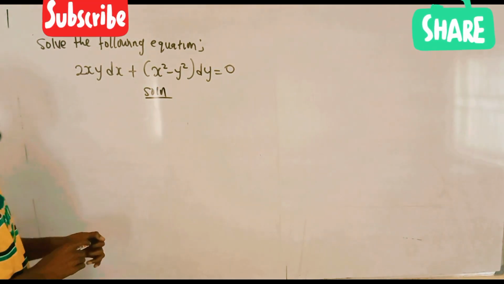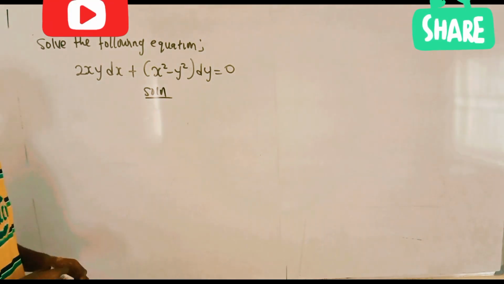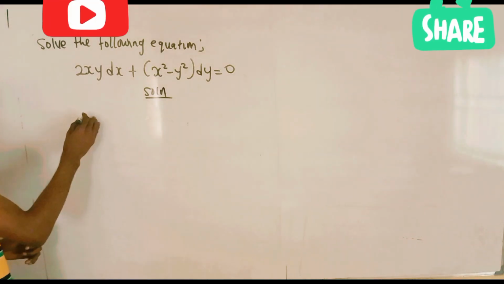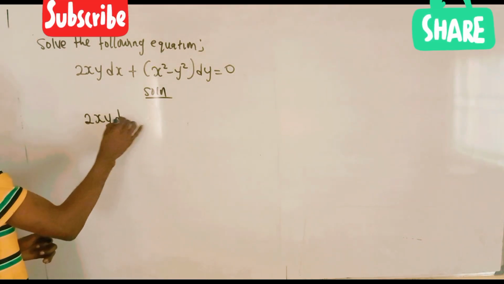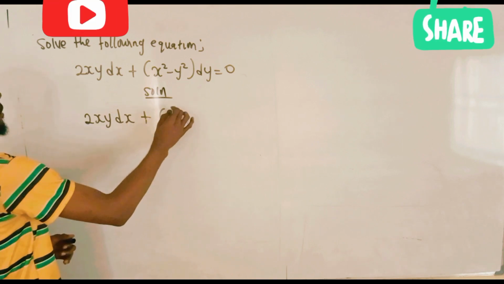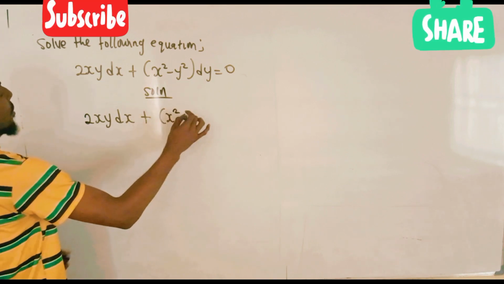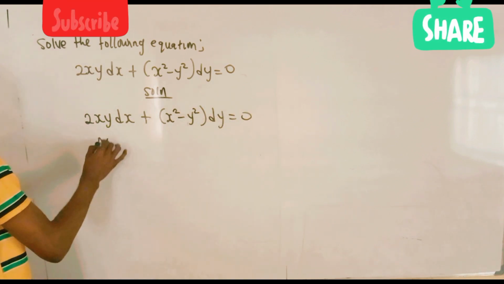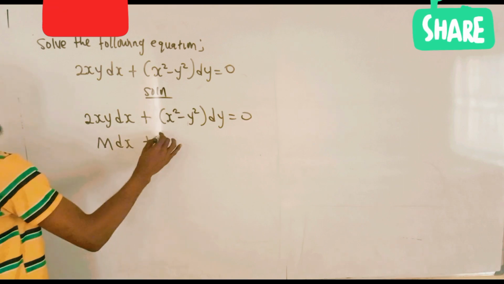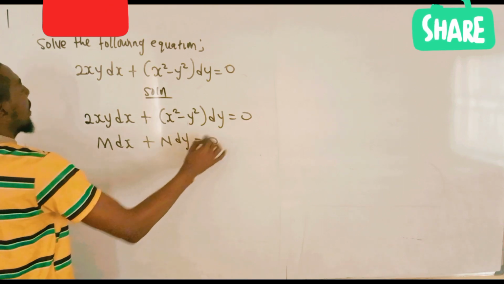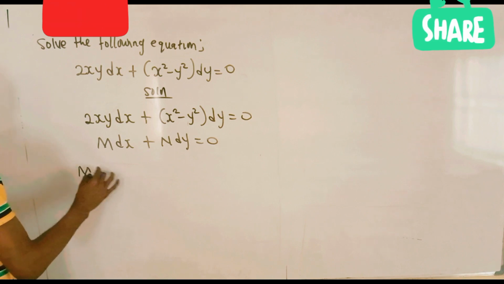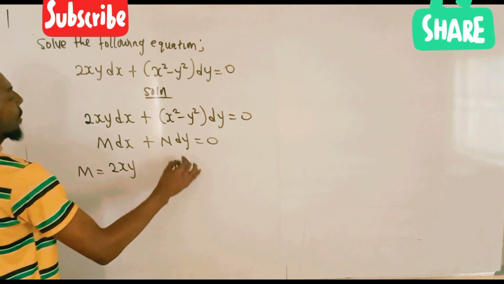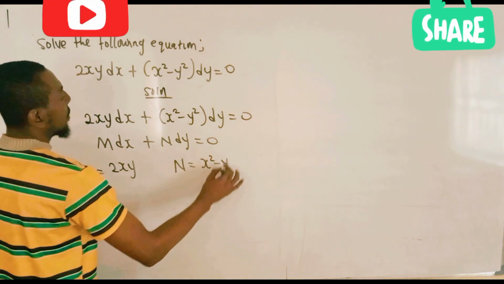The question is in the form of an exact differential equation. We have 2xy dx plus (x squared minus y squared) dy equal to 0, which we can compare with M dx plus N dy equal to 0, where M corresponds to 2xy and N corresponds to x squared minus y squared.